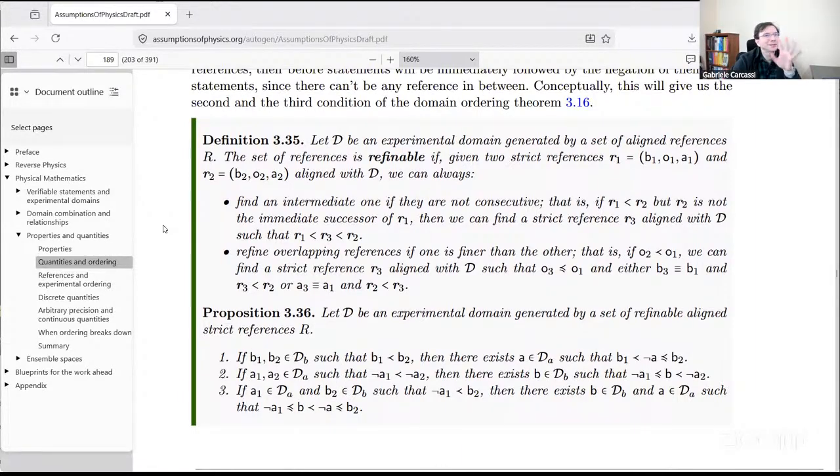Yeah, this is hard. These definitions are a handful. So let's go through them slowly.